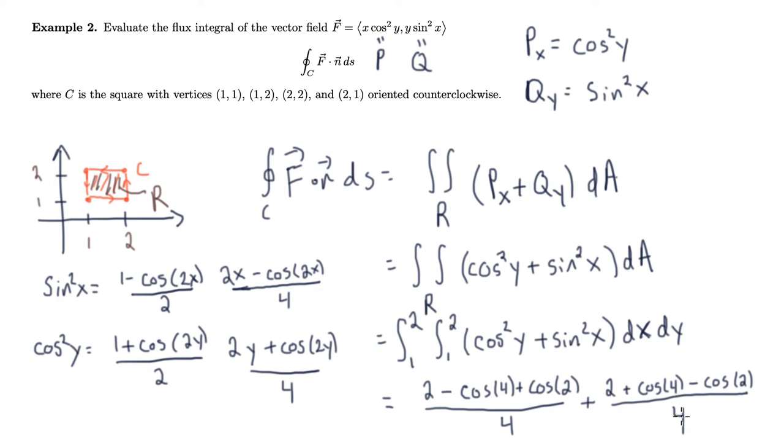Okay, and so what happens here? Well, notice that these have opposite signs. So it looks like the cosine 4s will cancel, the cosine 2s will cancel. We'll have 2 over 4 plus 2 over 4. So it looks like our final answer will be 1, just like that. And I prefer doing that than actually breaking this up into 4 line integrals and having to parameterize the curves. This is a walk in the park. So Green's theorem, as you can see, is very powerful. It's very useful.